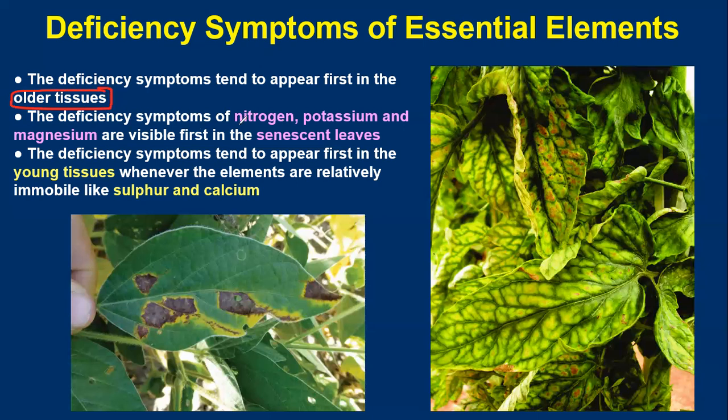The deficiency symptoms of elements such as nitrogen, potassium, and magnesium: they are all what? They are all mobile elements. That is, they can all travel, they can all move. Mobile elements are first visible in the senescent leaf. So nitrogen, potassium, magnesium, PMN.